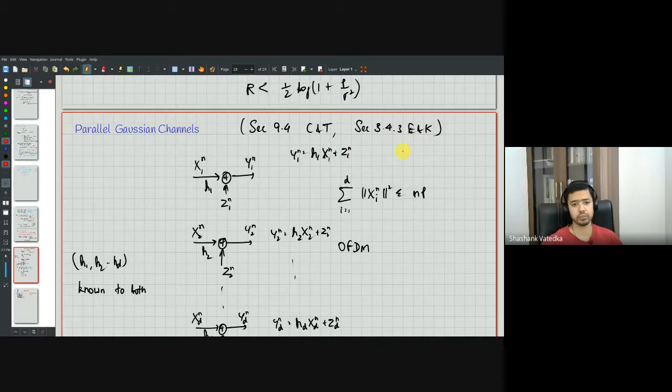All right, so we'll discuss Gaussian channels once again later on, once we've discussed a little bit of multiple access channels, but henceforth we'll only focus on the discrete alphabet.